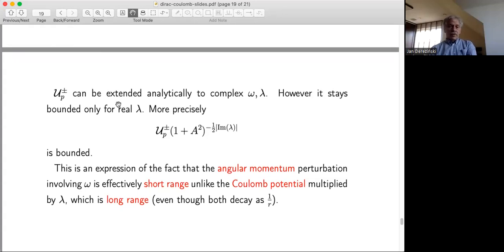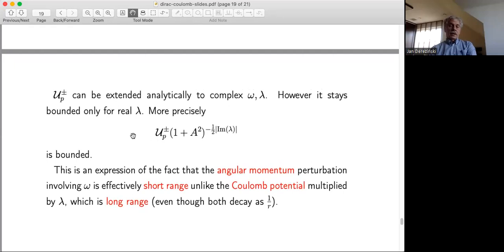However, in particular, these Møller operators can be analytically extended, but they become unbounded. They are bounded only if lambda is real. Lambda was this coefficient in front of the Coulomb potential. This is an expression of the fact that if lambda is 0, then they are always bounded. This is an expression of the fact that the angular momentum perturbation is effectively short range, unlike the Coulomb potential, which is long range, even though both decay like 1 over the radius.